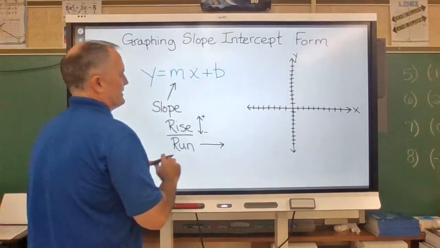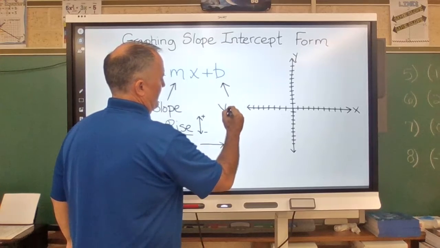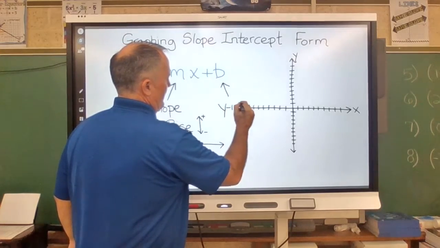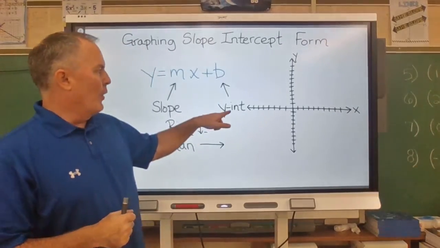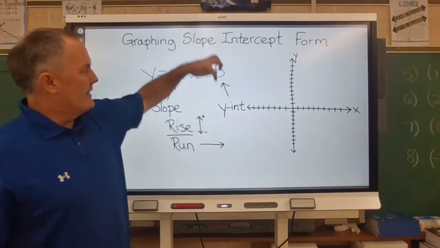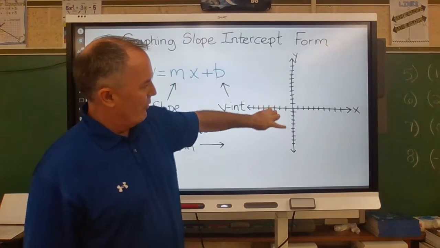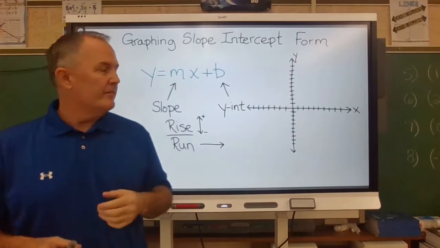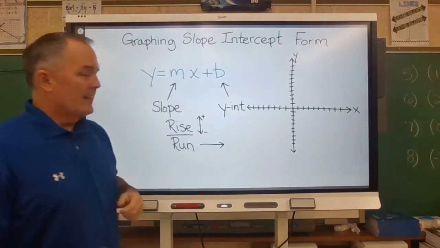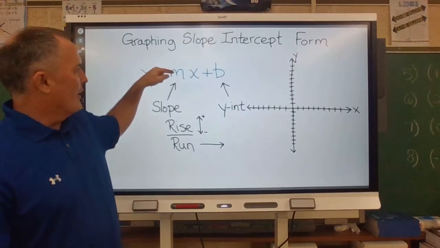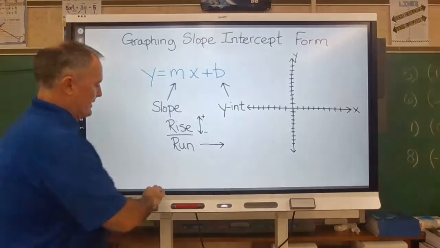Next up is this guy out here, the b. The b is considered your y-intercept. What that means is this number here is the exact point where our line is going to go through the y-axis on our graph. Okay, so we have 2 points here. We have the point where it's going to go through the y-axis, and then once we have that point, we're going to use the slope to find the second point, and then we draw our line. So let's do an example.